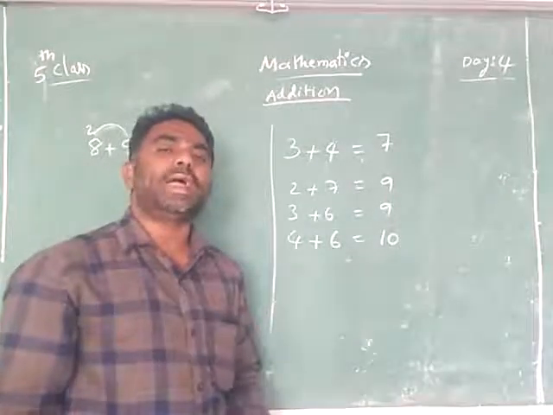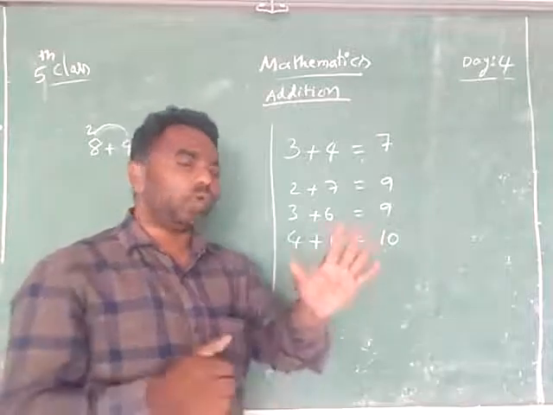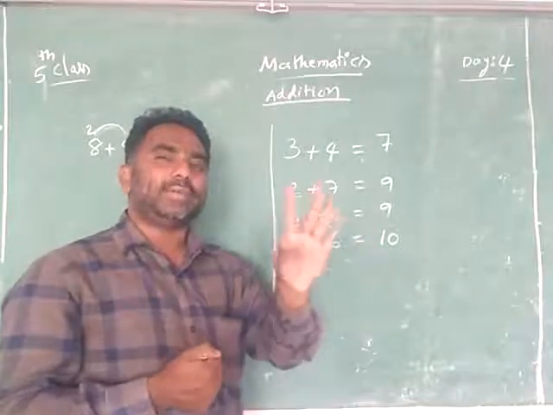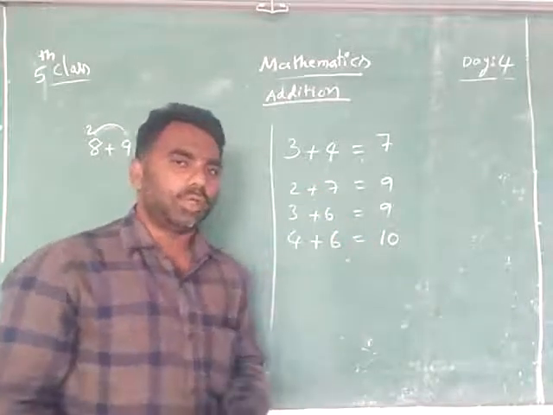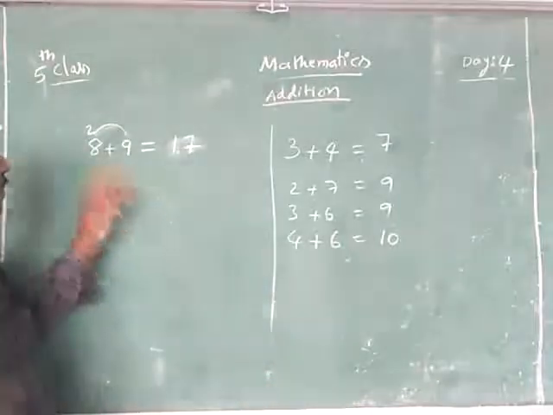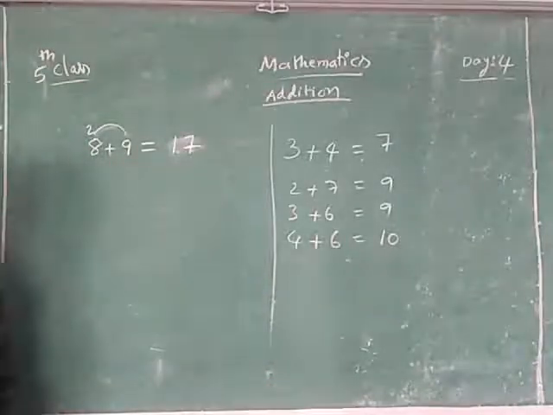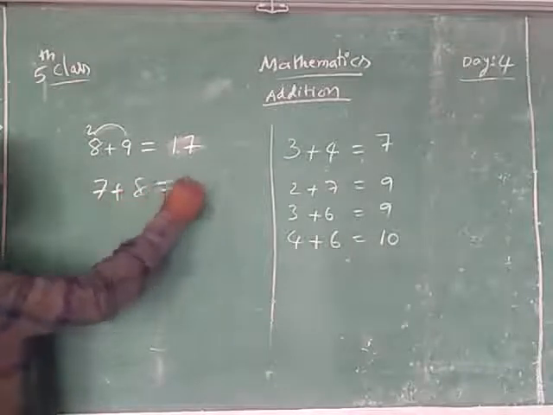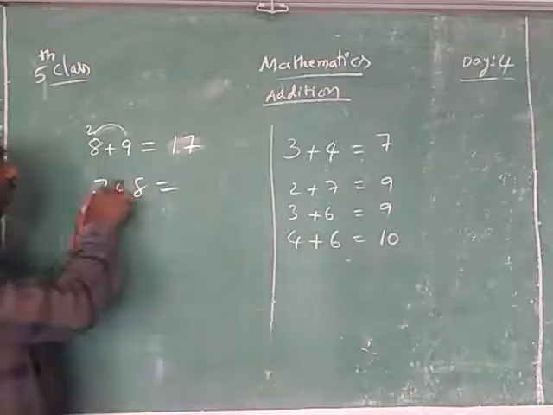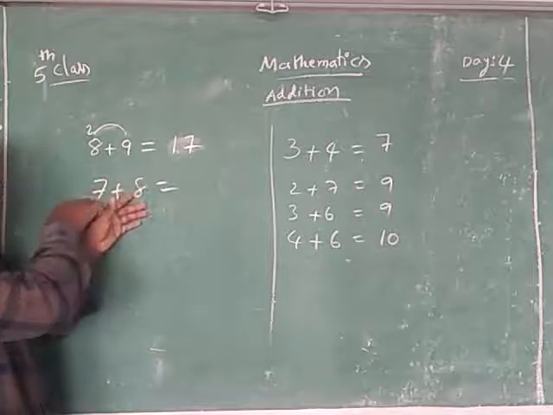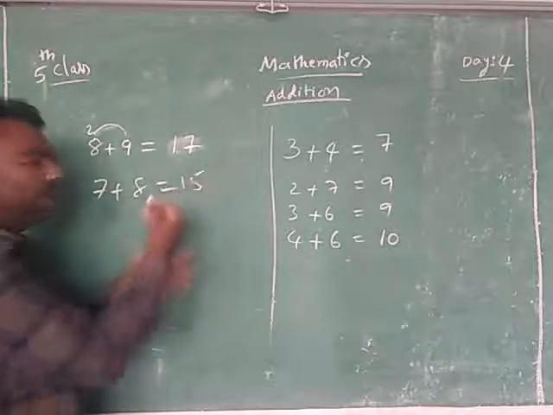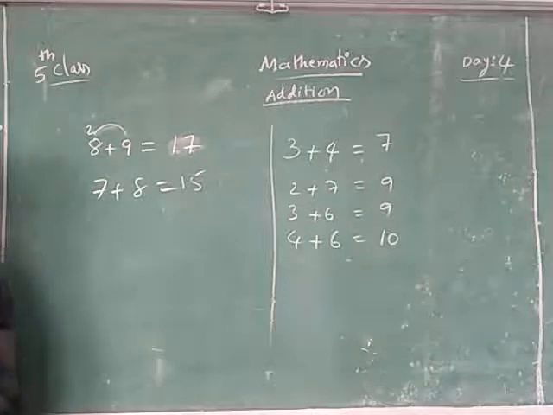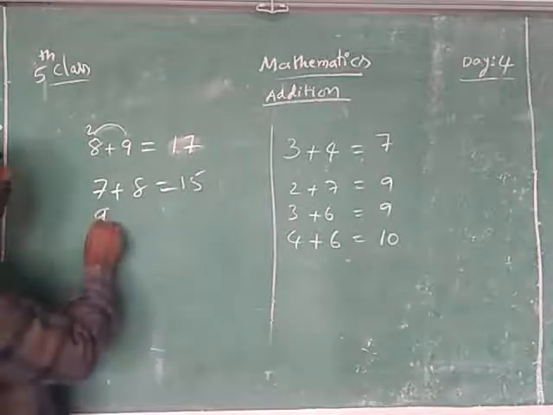So you have to practice like that. Don't count 8, 9, 10, 11 like that. Don't count. Without counting, use this logical idea and give the answer. So here you have 7 plus 8. Easy. Give 2 here. Left 5. 10 and 5 will be 15. No counting with fingers. 9 plus 7.